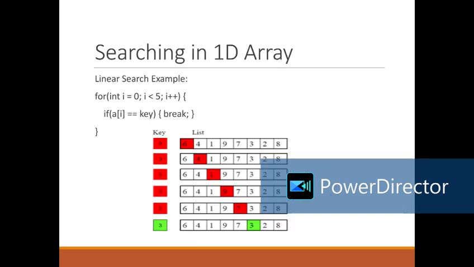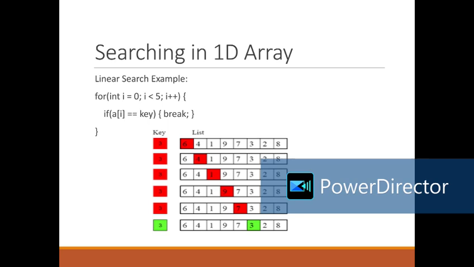Searching for a specific element within an array is another fundamental operation. One of the simplest methods is called linear search. In a linear search, you iterate through the array element by element, comparing each element to the value you are looking for, often called the key. As you can see in the example code, for (int i = 0; i < 5; i++), if a[i] == key, break. If a match is found, you can then perform an action like printing the index where the element was found, or in this case, break out of the loop because you have found your target.